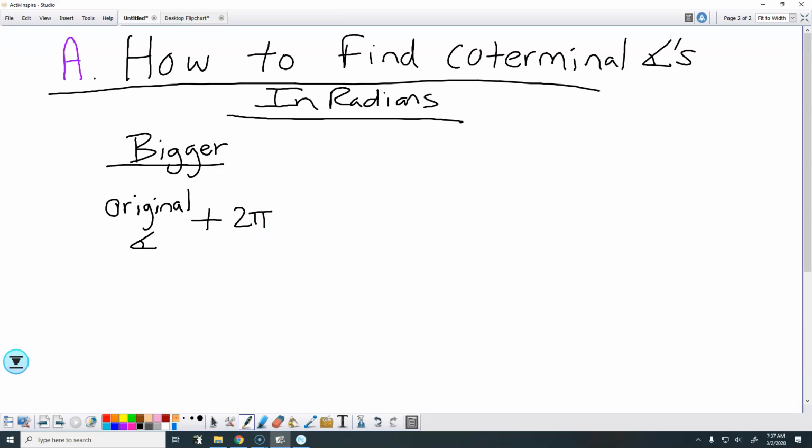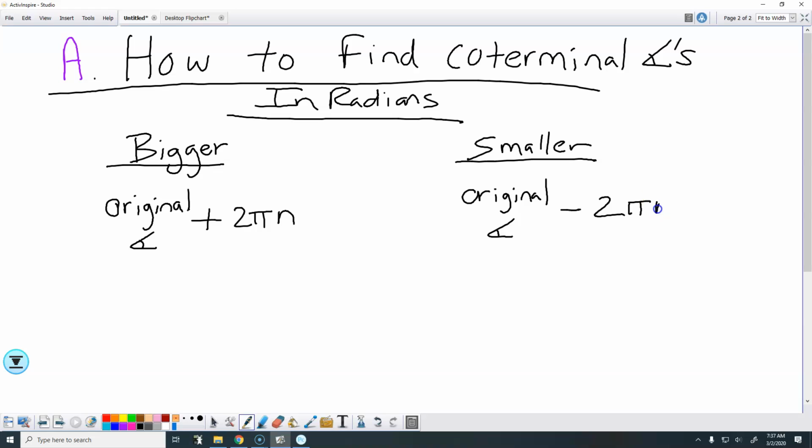Okay, so whenever you're working in radians, what you're going to do is you're going to be adding 2 pi instead of 360. And if you want to find a smaller coterminal angle, what you would do is you would take your original angle and subtract it by 2 pi. And once again, you could do this as many times as you want. So I'll put n here at the end to represent any multiple of 2 pi.